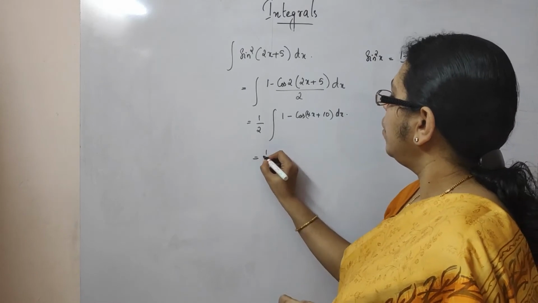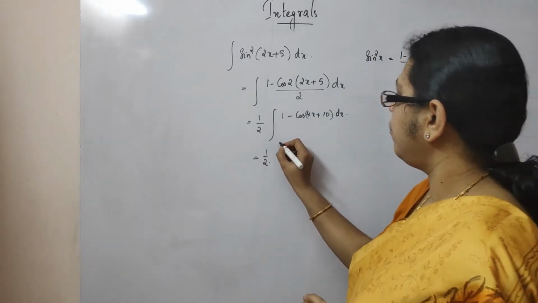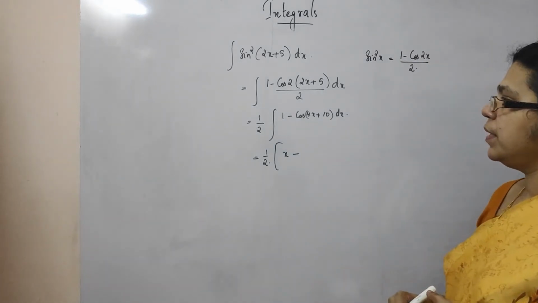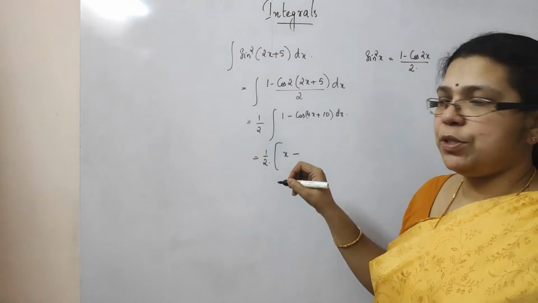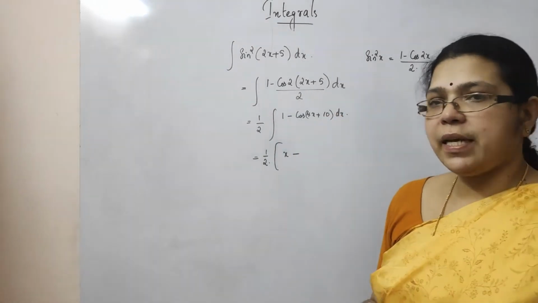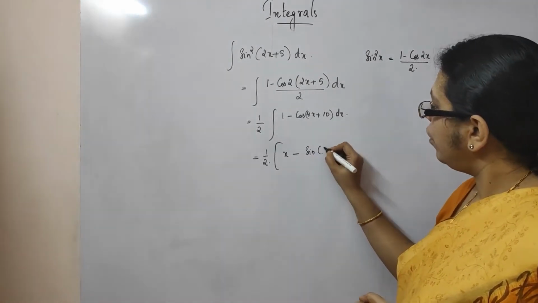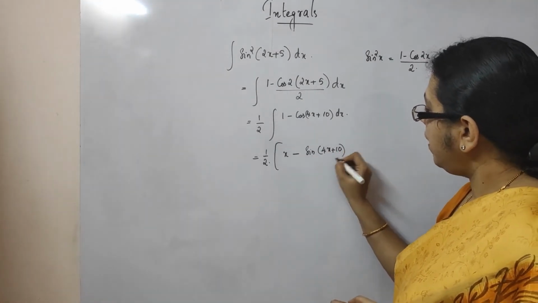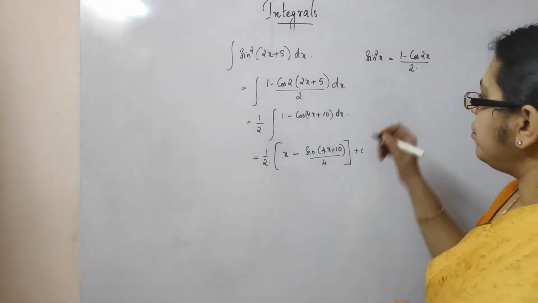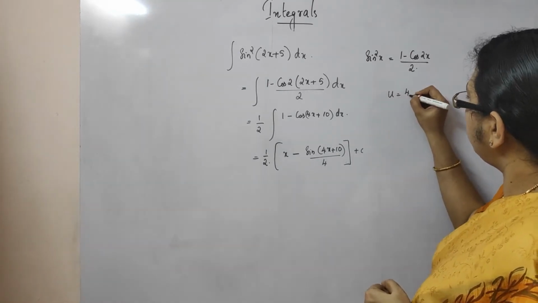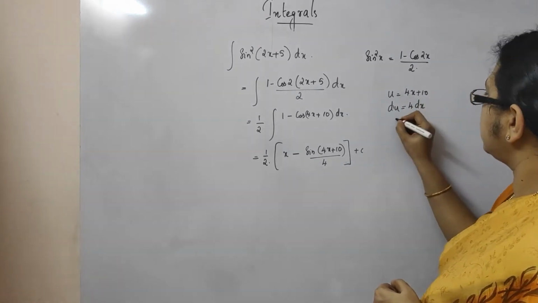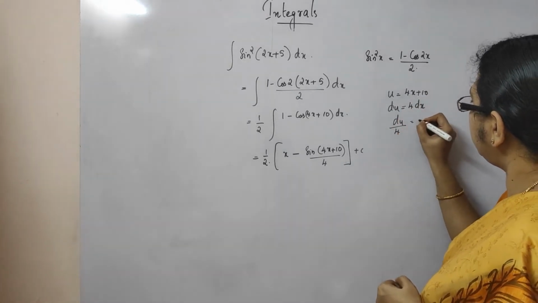So what is the value? 1 by 2 into the integral of 1, which is x, minus the integral of cos (4x plus 10). The integral of cos x is sine x, so I'll write it as sine of (4x plus 10) by 4. How did I get this 4? If you put u equal to 4x plus 10, then du is equal to 4 dx, so du by 4 is equal to dx.